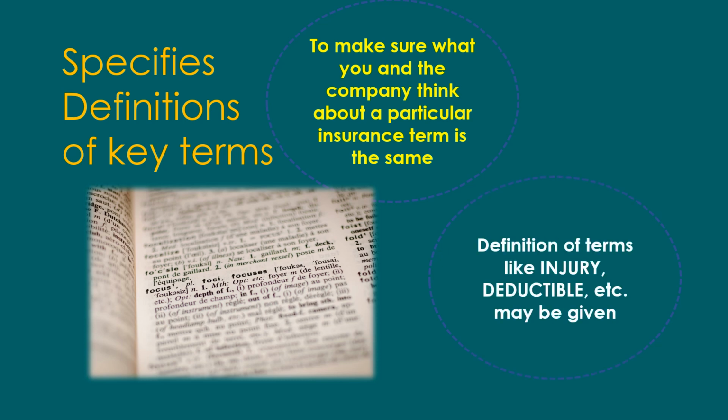In order to avoid any kind of ambiguity, the policy document specifies definitions of certain key terms. For example, the insurance policy document may clearly mention the definition of terms like injury, accident, deductible, etc., just so that there is no confusion in understanding.